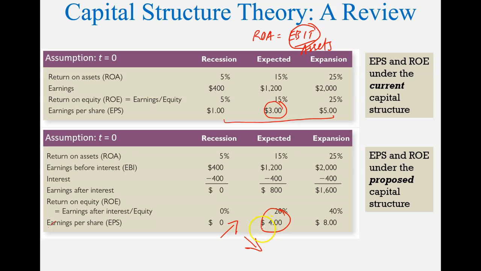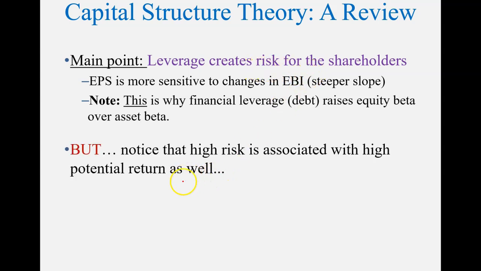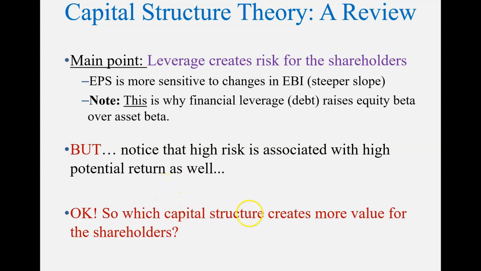And so the question really is, how does the increase in expected return for equity holders compare to the additional risk that debt is going to introduce? And so this is what I say in the next few slides, right? Main point is leverage is creating risk for the shareholders. But high risk is also associated with high potential return. So the question is, okay, so then which capital structure is creating more value for the shareholders? Which is a different way of saying, in which case is risk commensurate with the expected return?